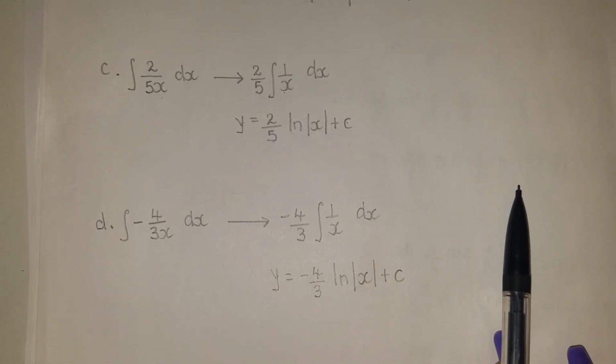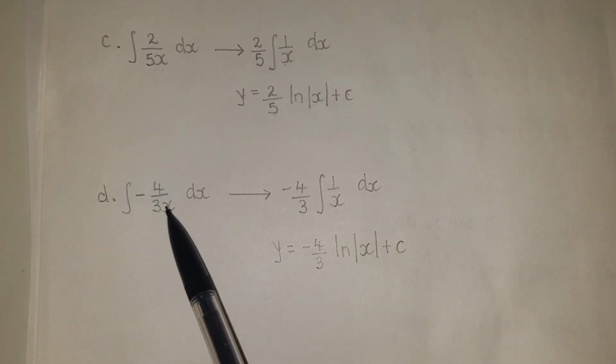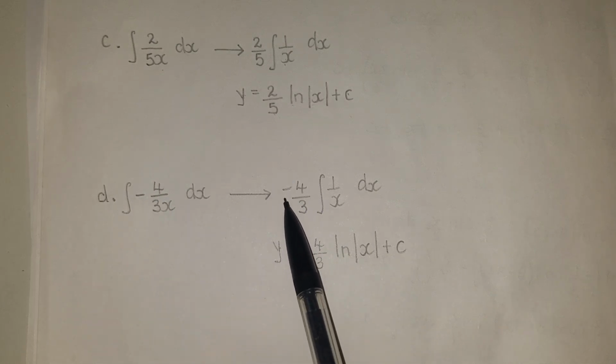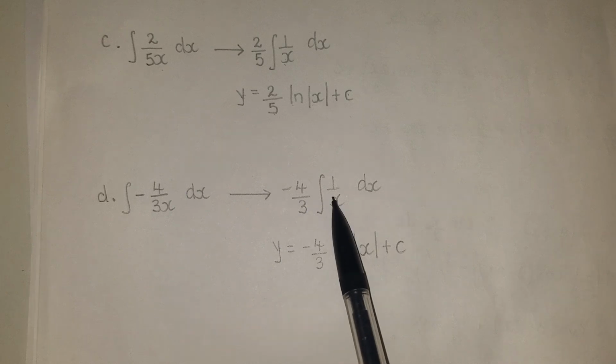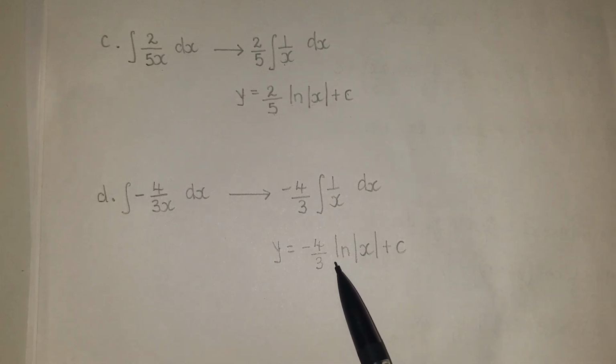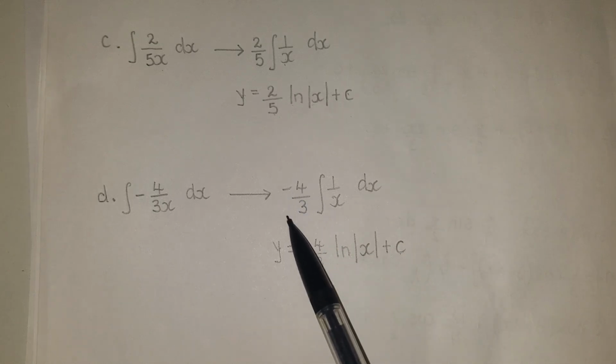In our last question, we have the integral of negative 4 over 3x. So this negative 4 over 3 gets factored out, leaving our 1 over x. And the integral of 1 over x, once again, is ln modulus x plus c, and that gets multiplied by the negative 4 over 3 that was brought out.